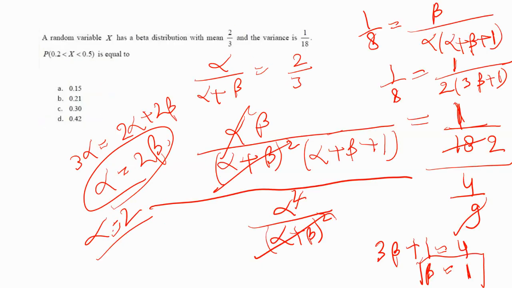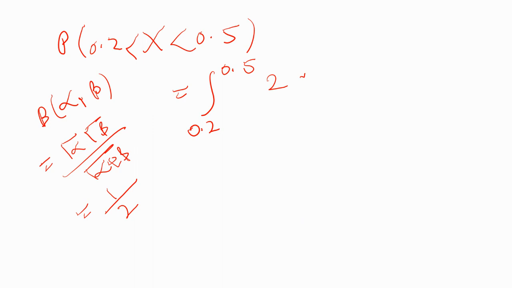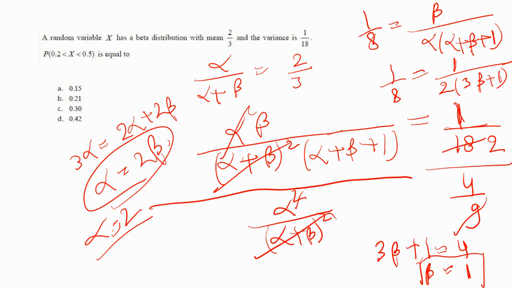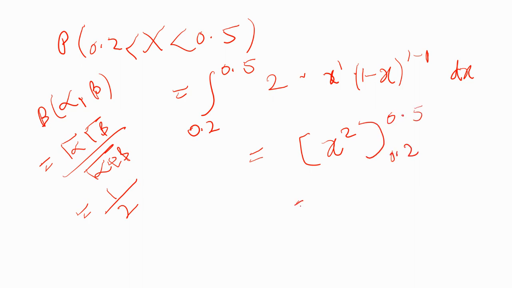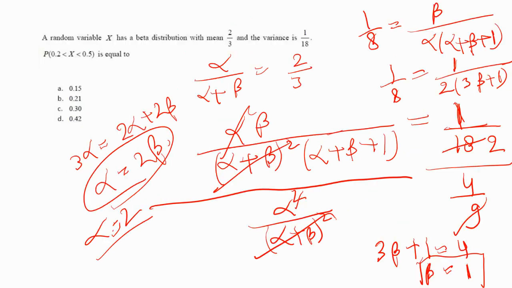times x to the power alpha minus 1. So x to the power alpha minus 1 will be x to the power 1, and 1 minus x to the power beta minus 1, so 1 minus 1 will be 0. So we will have 2x, so it will be x squared from 0.2 to 0.5. So now it will be 0.25 minus 0.04. So this will be the answer.